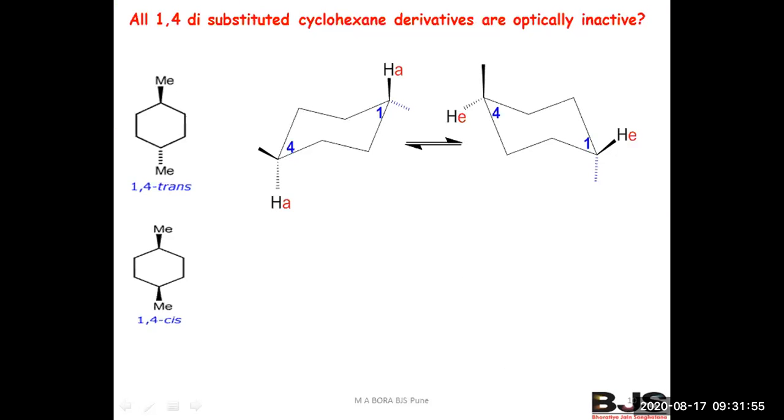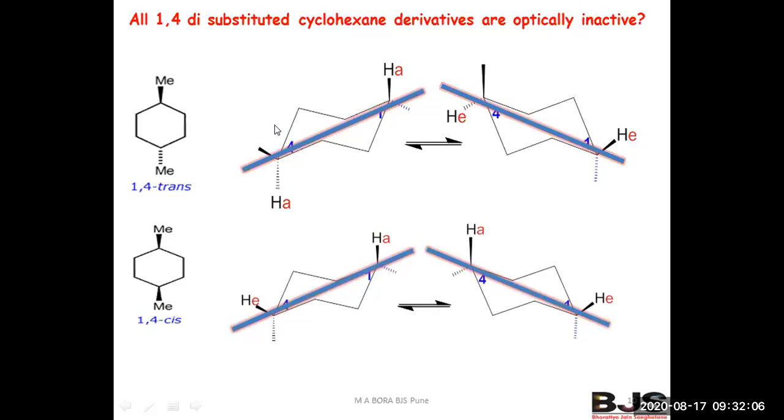Now let us talk about the optical activity of all 1,4-disubstituted cyclohexane molecules. First, I have represented a trans and this is your cis. And what you will find is that whether you take cis or trans, all these molecules have an axis of symmetry passing from the first to the fourth carbon, and that is why all 1,4-disubstituted cyclohexane molecules are optically inactive because of the axis of symmetry or plane of symmetry.